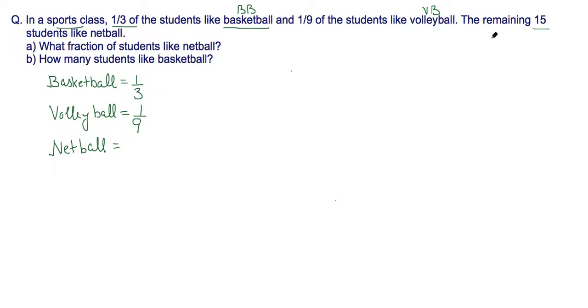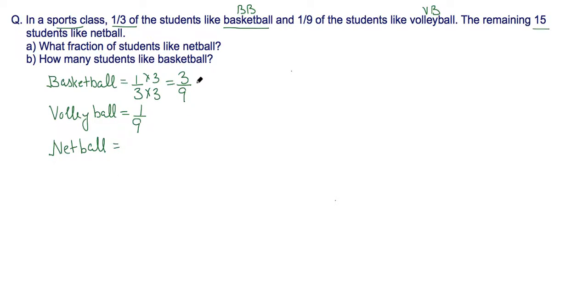The first thing we should do to solve this question is to make the denominators of the fractions the same. You can see here that volleyball is 1/9, so we have to make the denominator of the basketball fraction also equal to 9. How do we do that? We have to write its equivalent fraction. Just multiply both numerator and denominator by 3, and you will get 3/9.